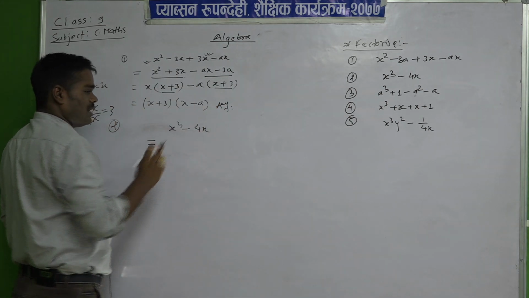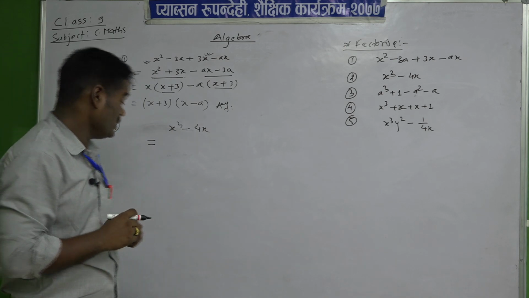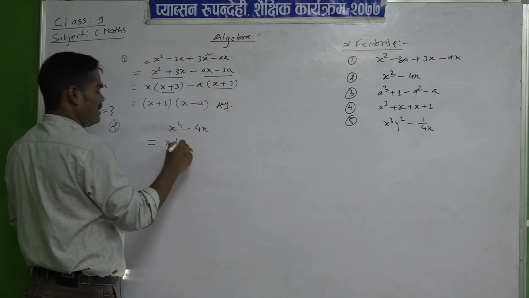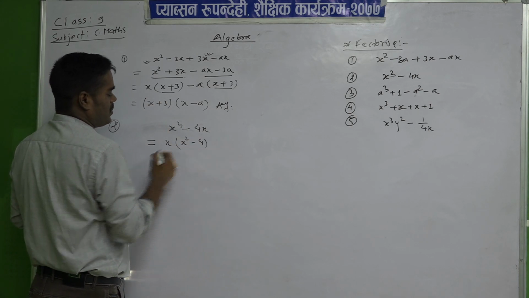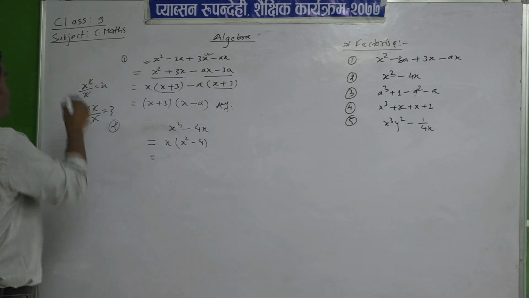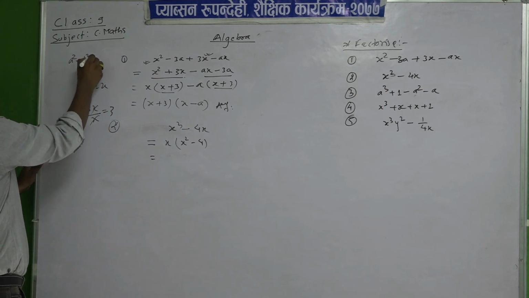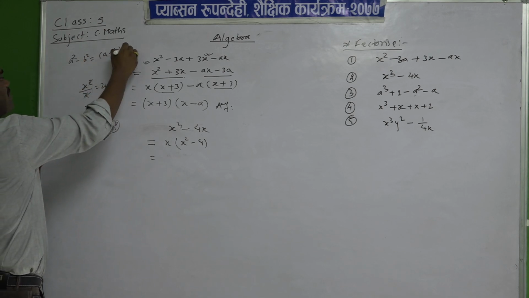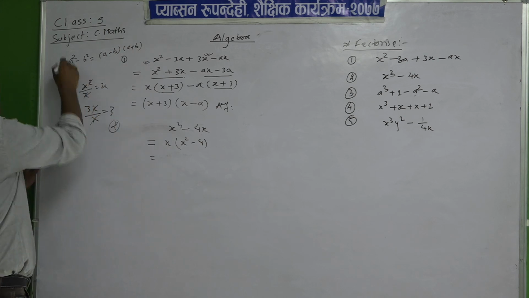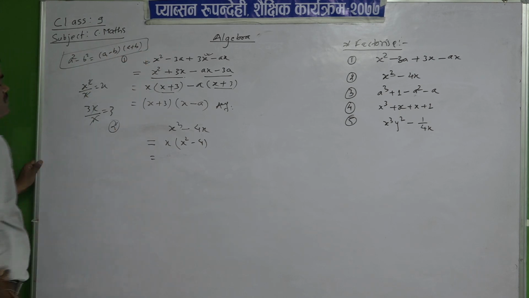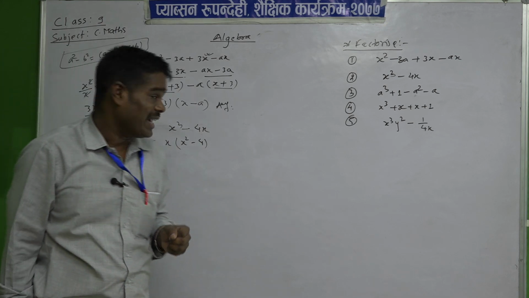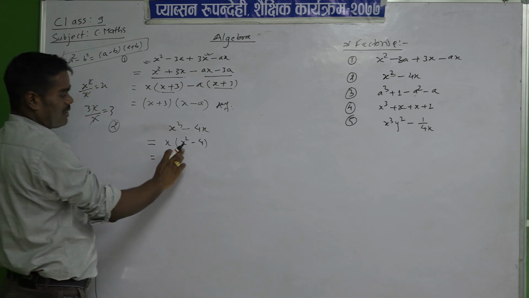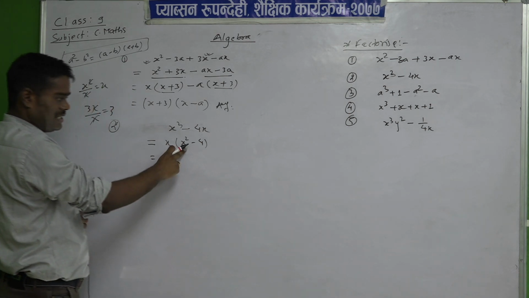How much is common? You always have to take the lowest power as common. So x power 3 and x power 1, so x is common. What is left here? X square minus 4. Then you have studied the formula a square minus b square. It has two factors, a minus b and a plus b. So here we have to use this formula, and the first term is already in square form.